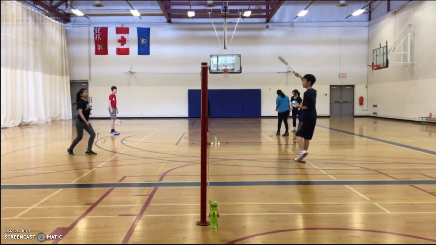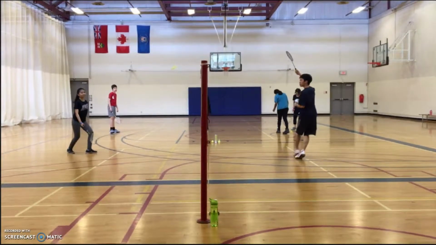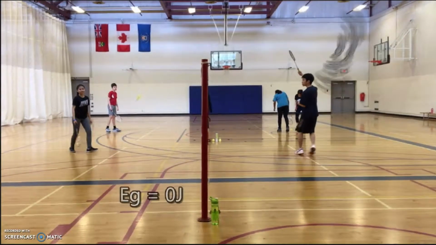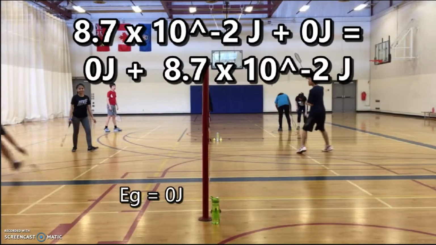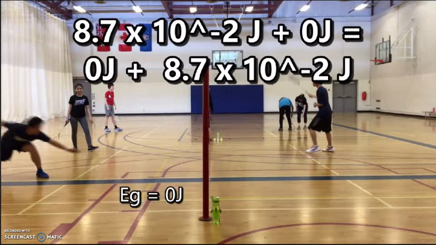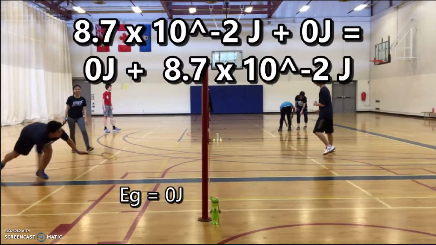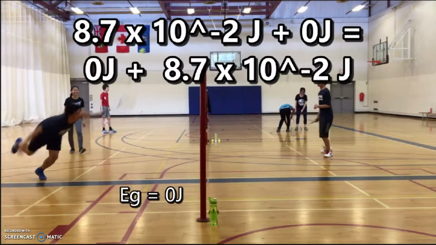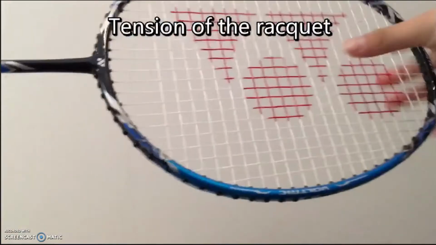When the shuttlecock reaches the ground, all 8.7 times 10 to the power of negative 2 joules of potential energy from the top of the net is now converted to kinetic energy, still at 8.7 times 10 to the power of negative 2 joules. Now, moving on to the tension of the racket.